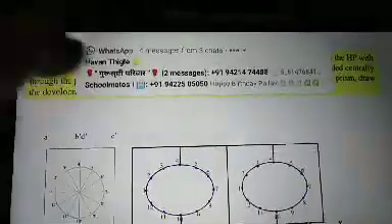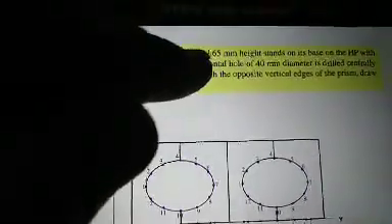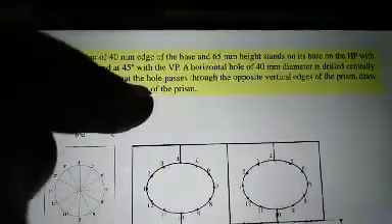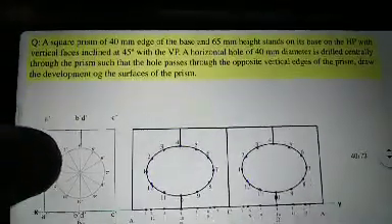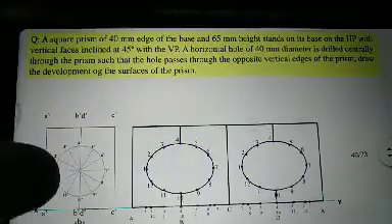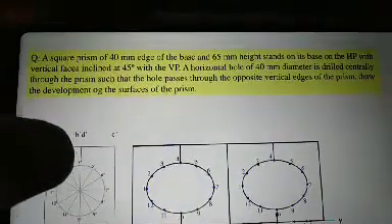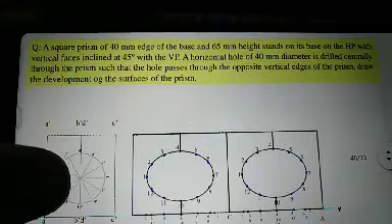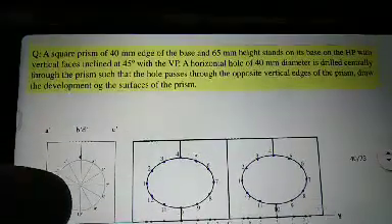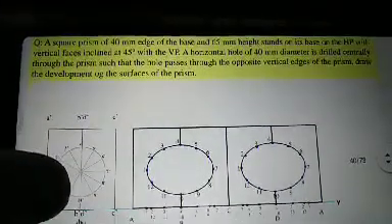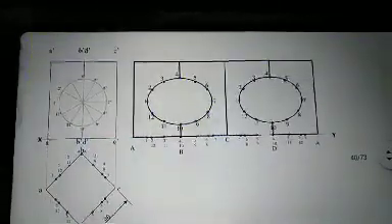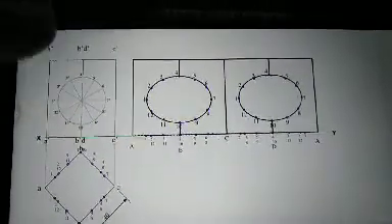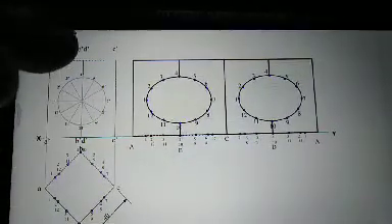Now the second condition is that a horizontal hole of 40 mm diameter is drilled centrally through the prism. Okay, this will be clearly visible first only in the front view, and it will appear in the development. The hole of 40 mm diameter is drilled centrally through the prism such that the hole passes through the opposite vertical edges of the prism. Now where is the center of this prism? You will get the center of this prism in the front view.